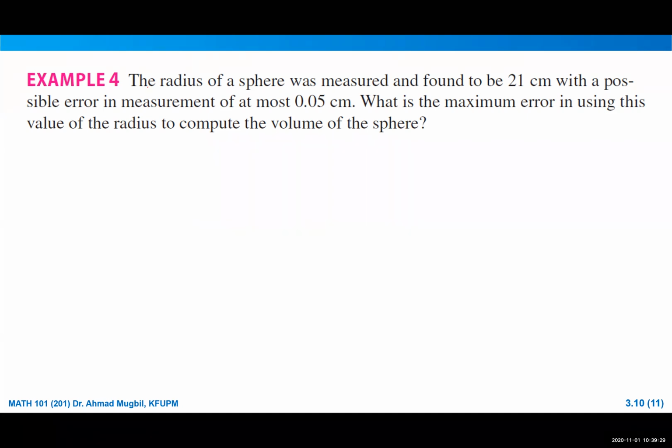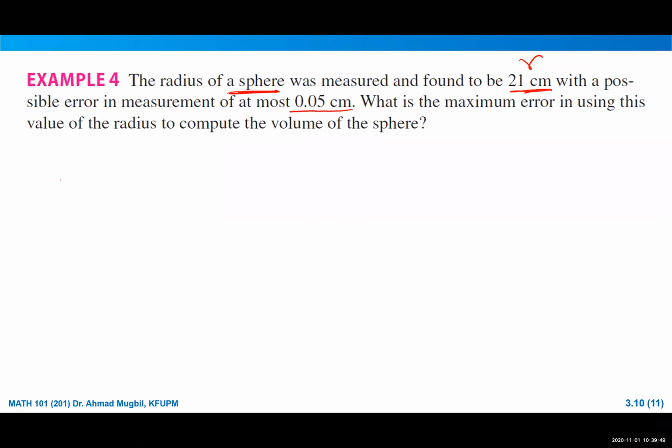We have here the radius of a sphere. So we have a sphere whose radius was measured to be 21 centimeters. So this is R, the radius, with a possible error in measurement of at most 0.05 centimeter. What is this?